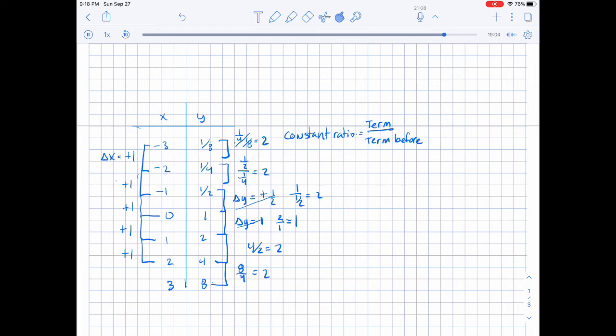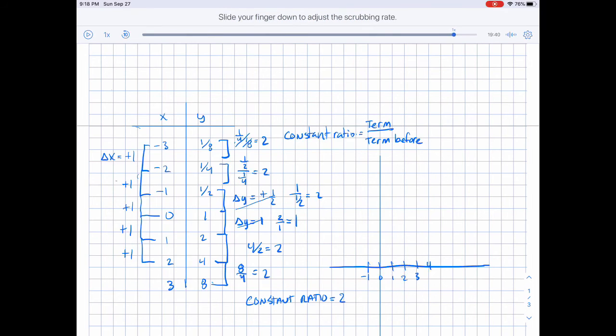So we have a constant ratio here, and our constant ratio is equivalent to 2. Let's go ahead and graph this. So at 0 we have 1. At 1 we have an output of 2. At 2 we have an output of 4. And at 3 we have an output of 8.